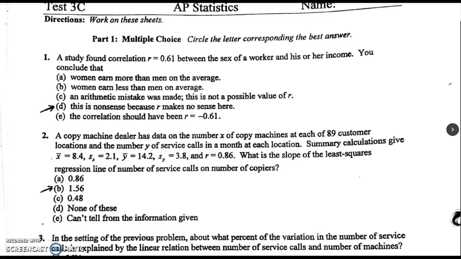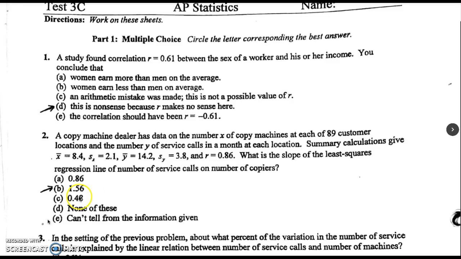We're looking at the Test 3C practice test for AP Stats today. The first question says, a study found correlation r equals 0.61 between the sex of a worker and his or her income. You conclude that... this answer is D. It's nonsense. r makes no sense here.